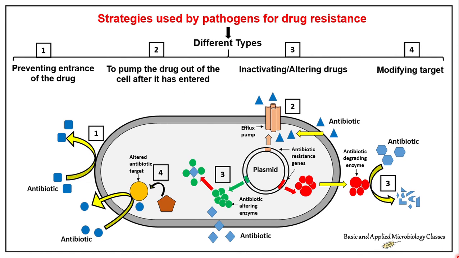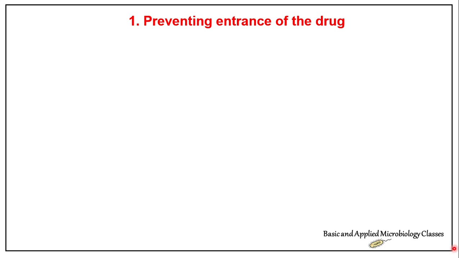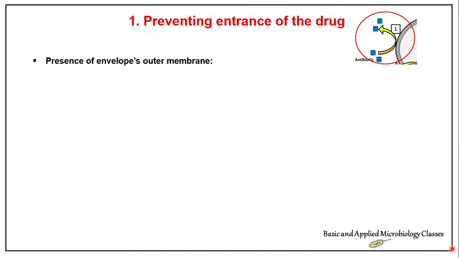Okay. So first of all, preventing entrance of the drug. Here I have also pasted a picture so that you can recall this strategy we are going to talk about. One very good example is the presence of an envelope's outer membrane. We all are aware that gram-negative bacteria have an outer membrane, present outside as a part of their cellular envelope.